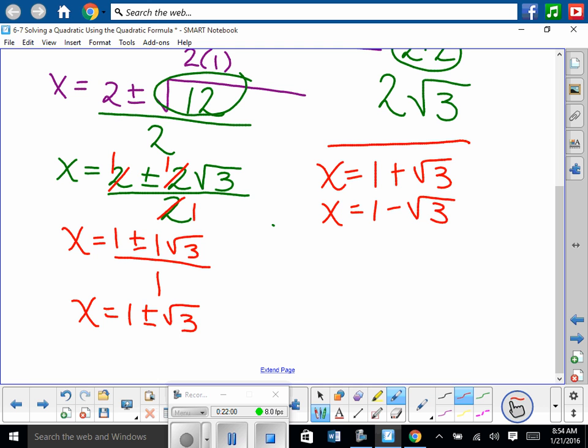There's our 2 answers. These are irrational, meaning they can't be written as fractions, so we write them like this. Do you want us to split them up, or can we just leave it as 1 plus or minus? I'm going to be a stickler right now and make you split them up, because people forget that that's 2 solutions, and they don't understand what it means.